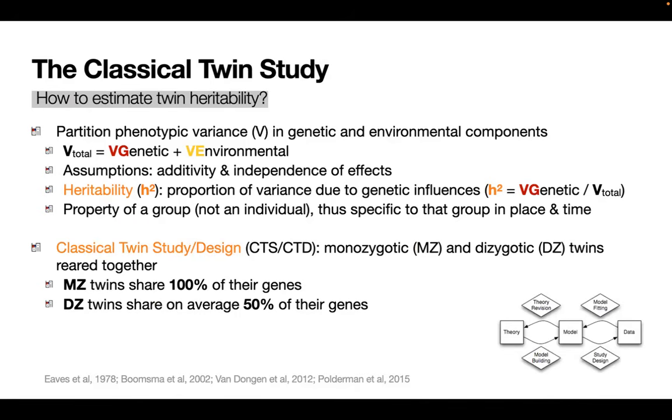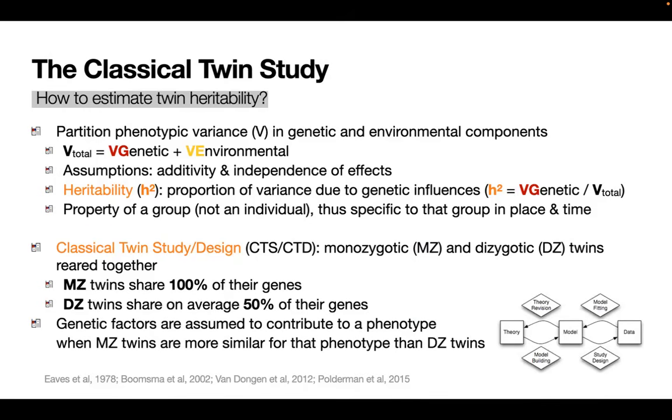To be able to partition the phenotypic variance into genetic and environmental components, we will use the classical twin study or the classical twin design, abbreviated sometimes as CTS or CTD. This uses data from monozygotic or MZ and dizygotic or DZ twins reared together, as we know that MZ twins share 100% of their genes, while DZ twins share on average only 50% of their genes. Thus, genetic factors can be assumed to contribute to the phenotype when MZ twins are more similar for that phenotype than DZ twins.